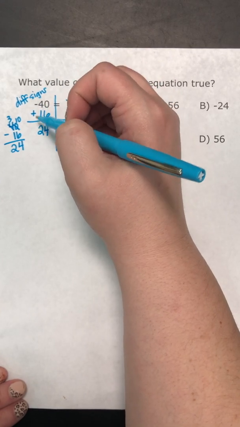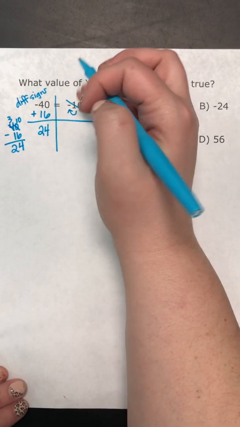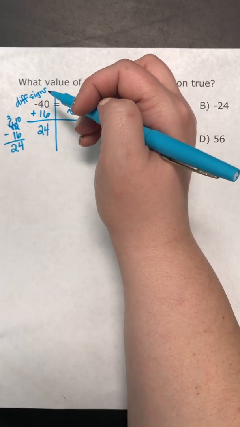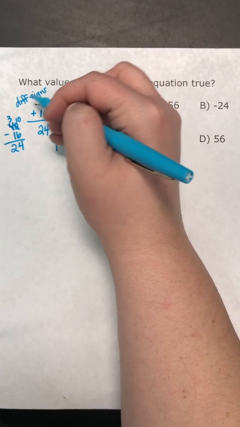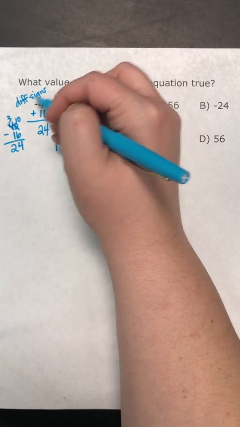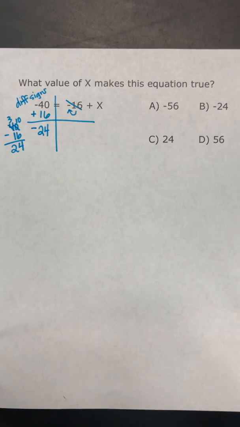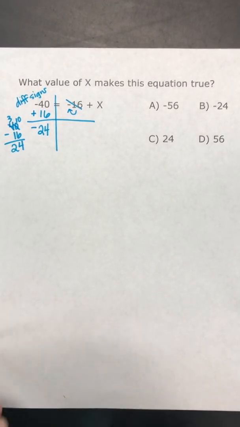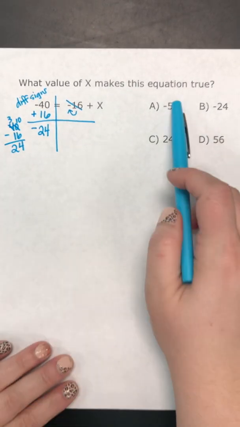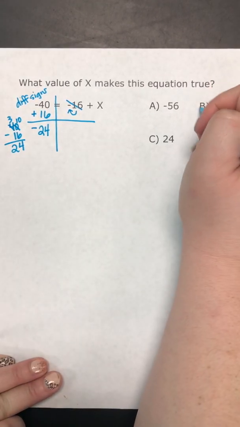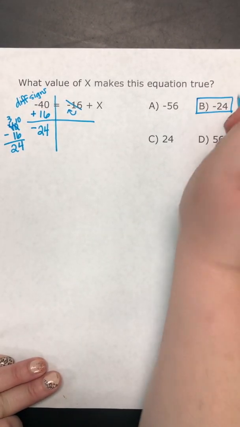Now we need to decide which sign is bigger. So remember, we keep the sign of the number with the greatest absolute value. So in this case, 40 has a greater absolute value. 40 has more power. So my answer will be negative. All right, and looking at my answer choices, I can see that negative 24 is answer choice B.